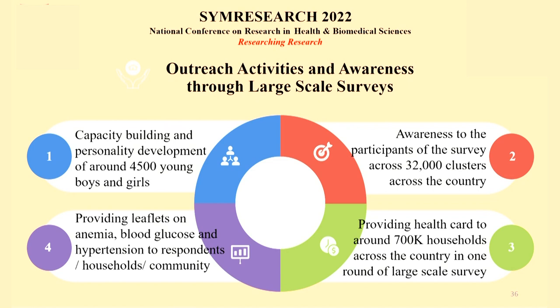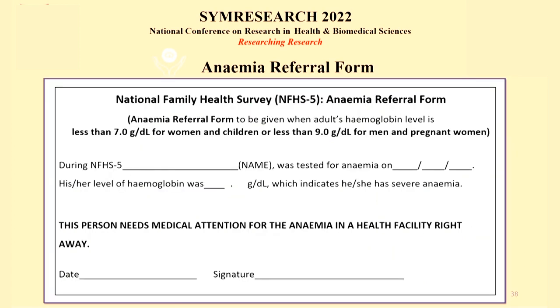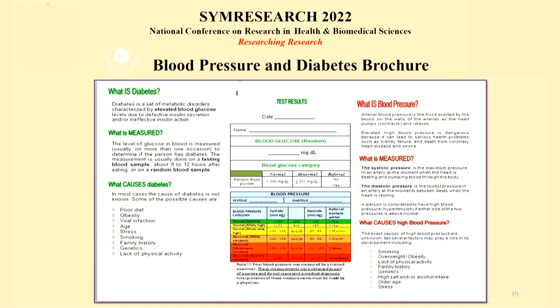Then another is the outreach activities. When our team is going to 34,000 clusters across the country, at community level, at village pradhan level, at selected household level, we are also providing this kind of brochure in local language. Those brochures printed in local language are definitely enhancing people's awareness, people's capacity to understand what is anemia, how anemia is activated, and what may be possible measures. And not only awareness, if someone is severely anemic by our test, we are also giving referral. And Government of India is already issuing letter before our arrival.